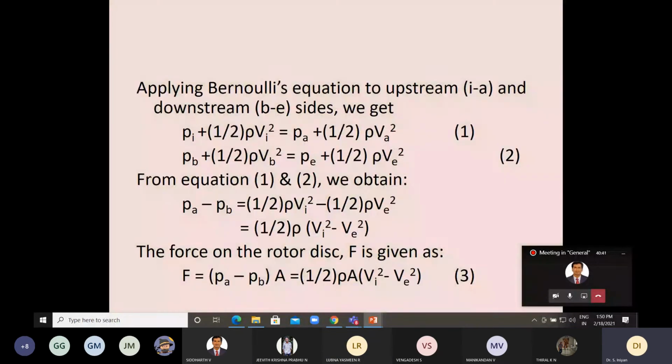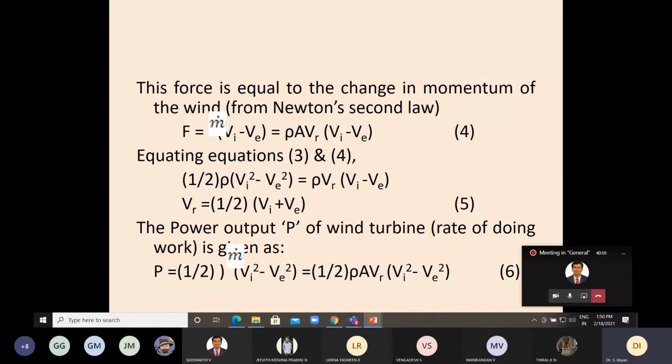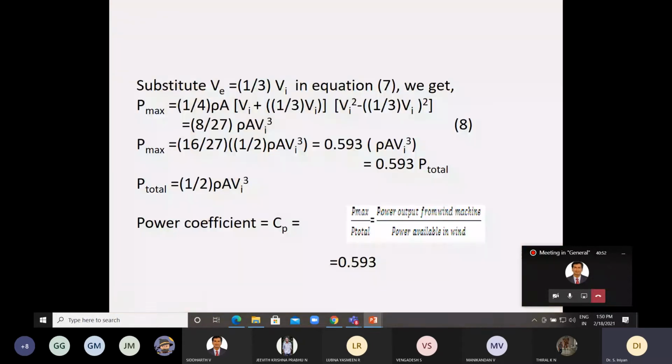So the Betz limit derivations are already discussed with you. So note down the notations, and if you have any doubt, you may ask at the end of the session, right? For the calculations and the substitutions, at the end the power coefficient CP is equal to 0.593.